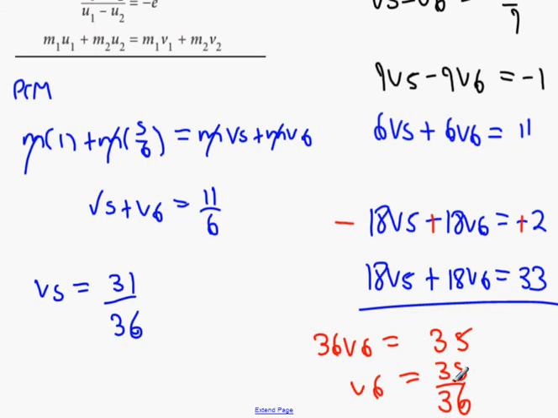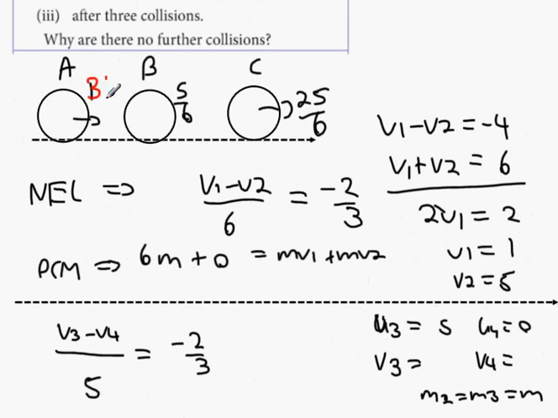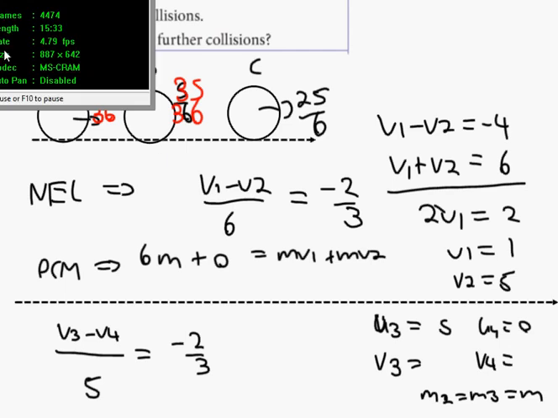I now know guaranteed that no more collisions will take place. How do I know that? We got 31 over 36, 35 over 36, and 25 over 6, which means that nothing's going to catch up, so the three of them are just going to keep rolling on forever without any more collisions. Okay.